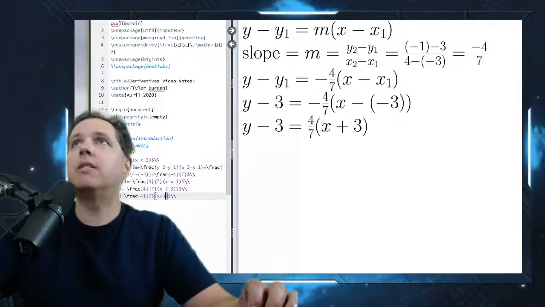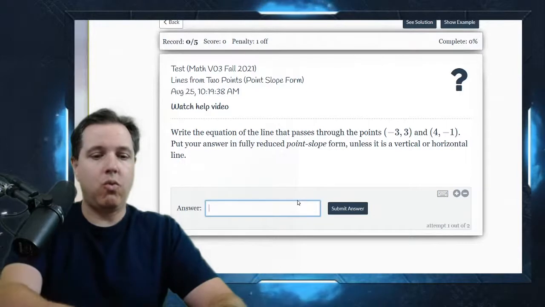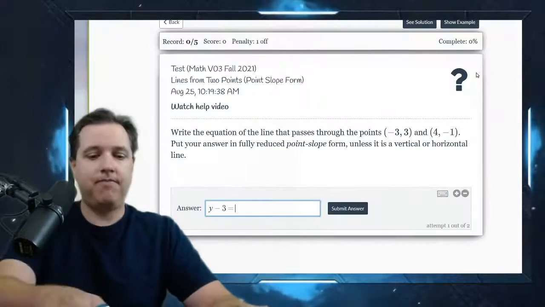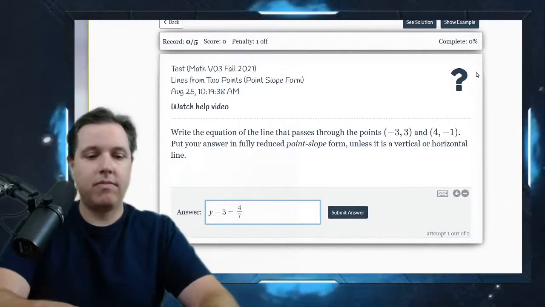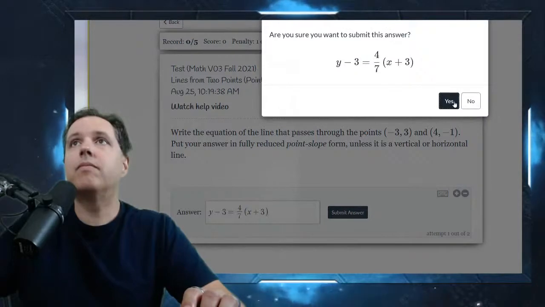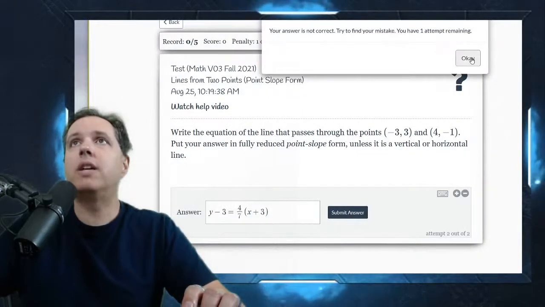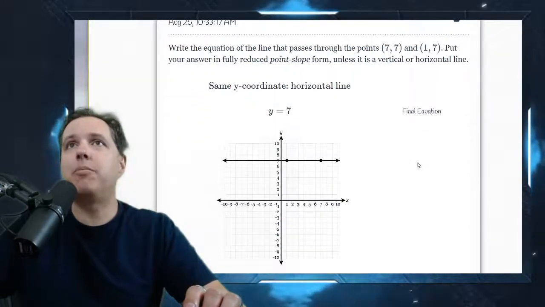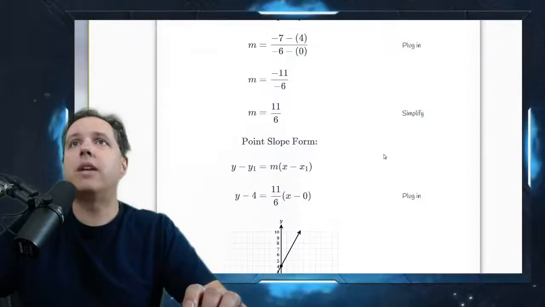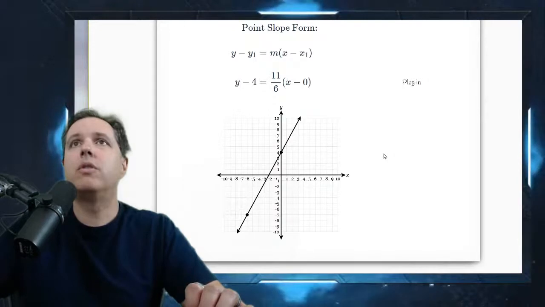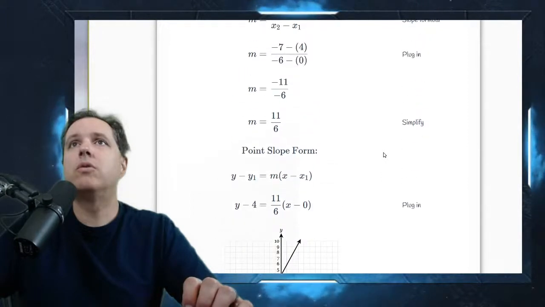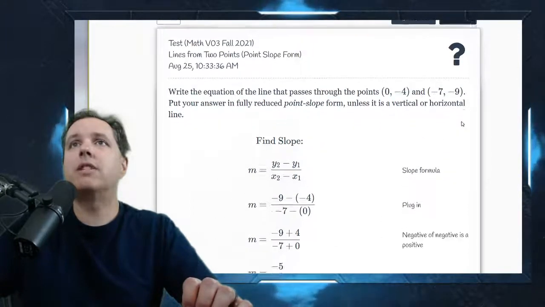Let's see. So if we go back to, where's the problem? Oh, so y minus 3 equals negative 4/7 x plus 3. Let's see if they like that. Oh, incorrect. What did they not like? Let's see. Let's look at the example so I can see. Well, they're giving us one that doesn't match. What do they want for fully simplified? Did they want it as negative? That's kind of a weird way to write it.